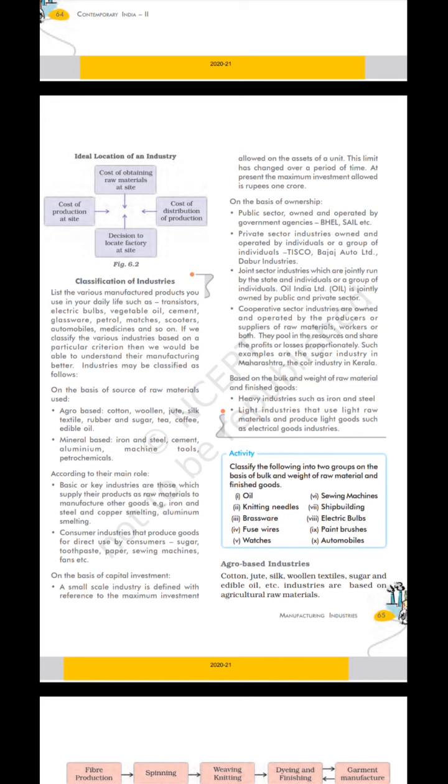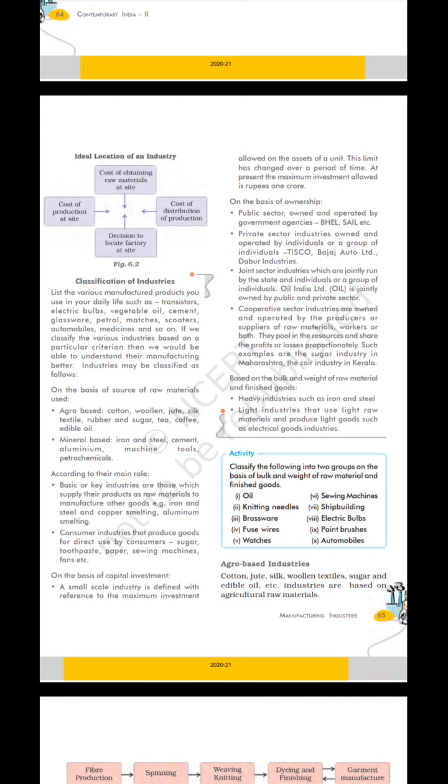On the basis of capital investment, a small scale industry is defined with reference to the maximum investment allowed on the assets of a unit. This limit has changed over a period of time. At present, the maximum investment allowed is rupees 1 crore.